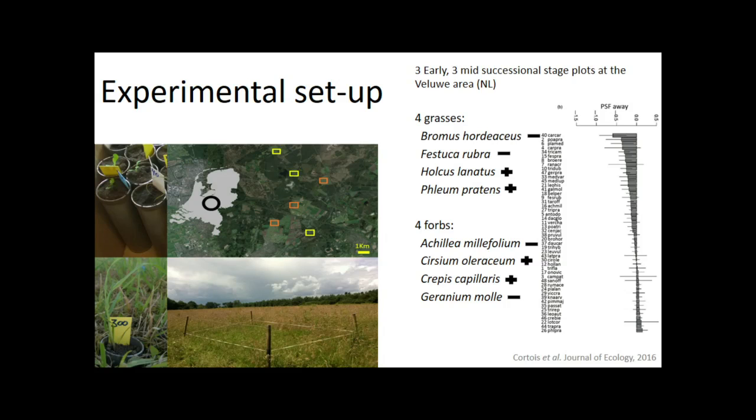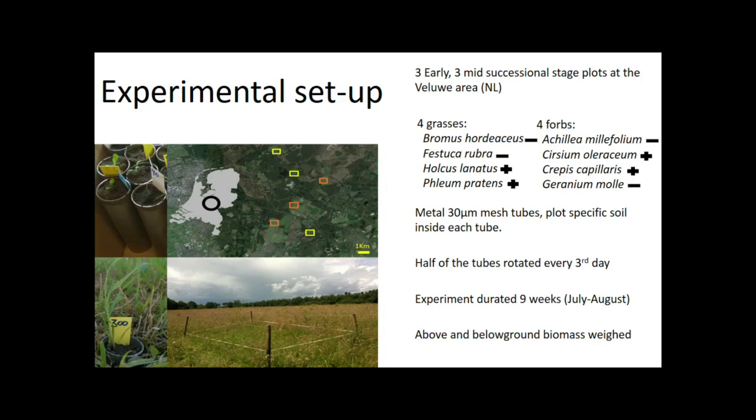The negative plant-soil feedback means that those species prefer to grow in soil conditioned by other plant species, while those with a positive or neutral plant-soil feedback prefer to grow in soil which is conditioned by themselves. The plants will grow in metal mesh tubes that you can see here. The plant roots cannot go through, but mycorrhiza and other microbes can cross.